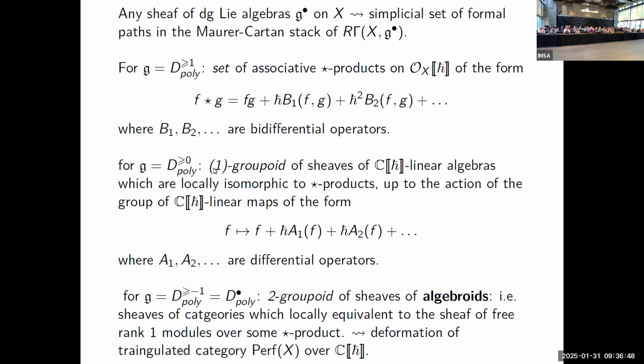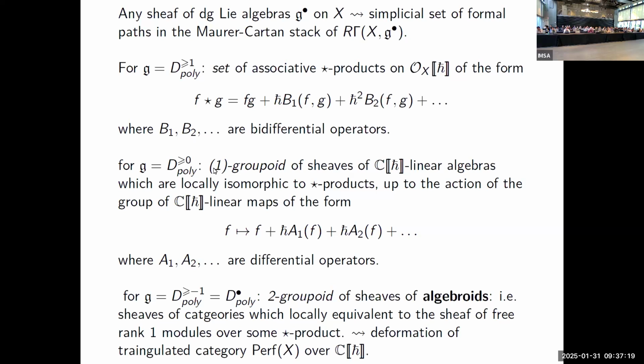And the groupoid consists of sheaves of algebras, linear over Laurent series in hbar, which are locally isomorphic to star products. So you can trivialize this on a small open Stein domain. It will be star products, but on the intersection of Stein domains you identify the star products by a linear automorphism of this space of functions, not an algebra automorphism, which is a deformation of the identity automorphism.